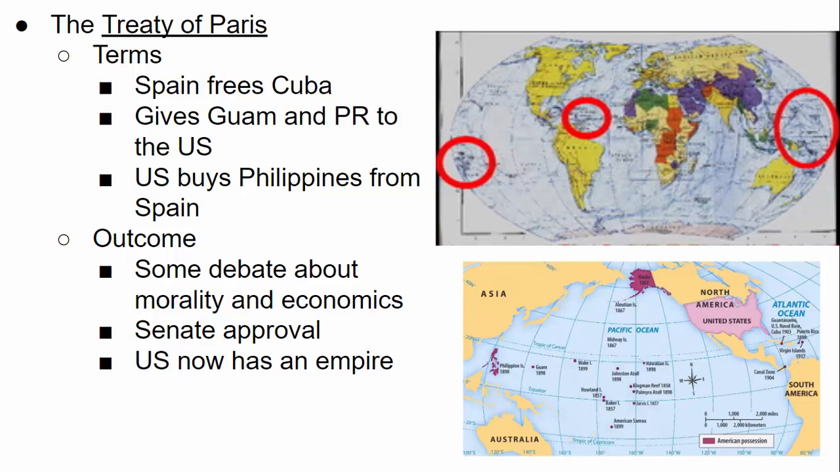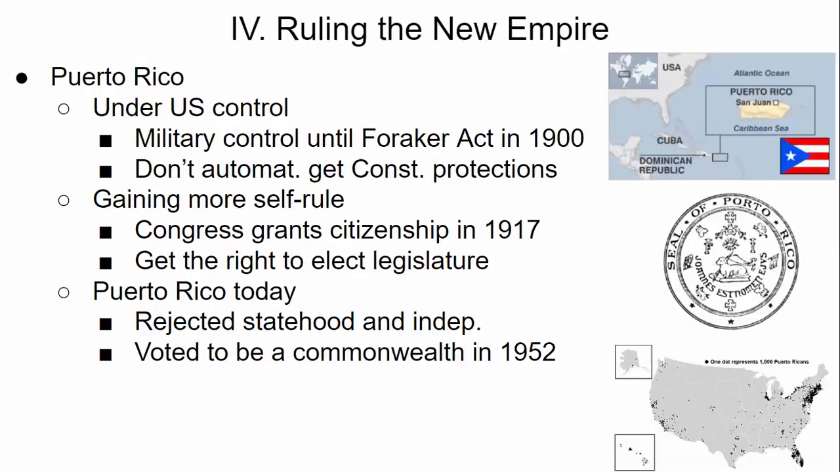And let's look at what happens now with that empire. Okay, so Puerto Rico. Puerto Rico is going to remain under U.S. military control until 1900. So remember that we had invaded Puerto Rico and our troops were still there occupying it. Okay, so what was going to happen next? Okay, we have the Foraker Act in 1900, which sets up a civilian government in Puerto Rico. But there are some restrictions.